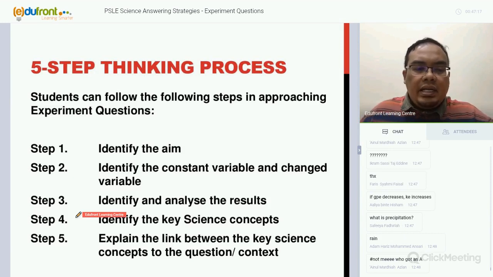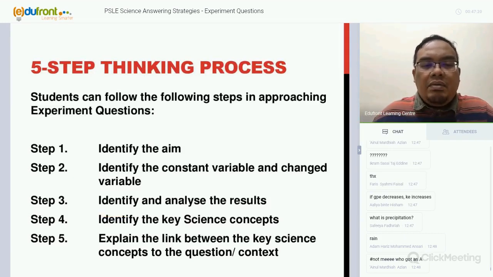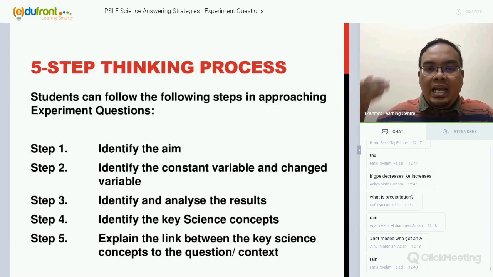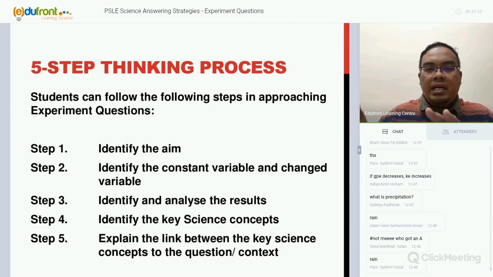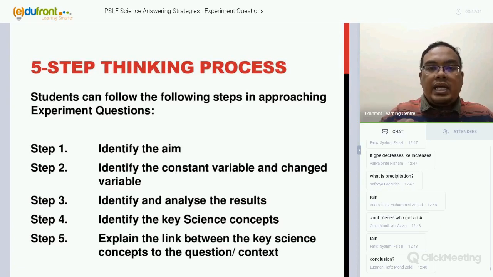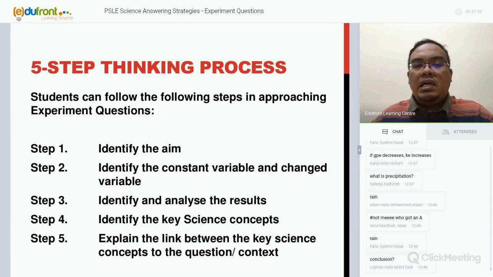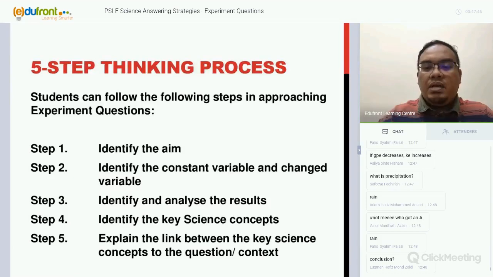After step number 4, once you identify the key science concepts, number 5 is you must be able to explain and link the concepts to the experiment itself. You cannot separate the concepts and the experiment. They are not two separate answers. You must be able to link. Later, I'll show you what I mean by this when we go through some questions. So explain the link between the key science concepts and the question or context.